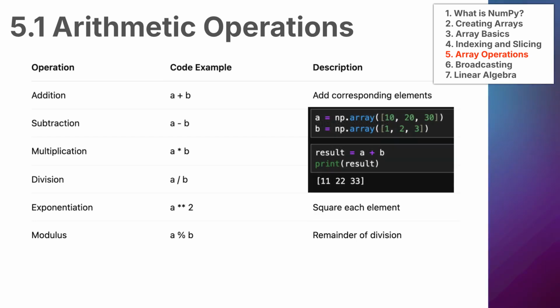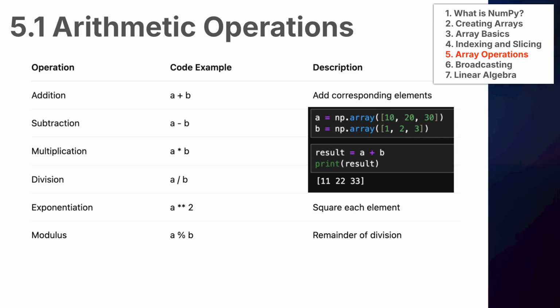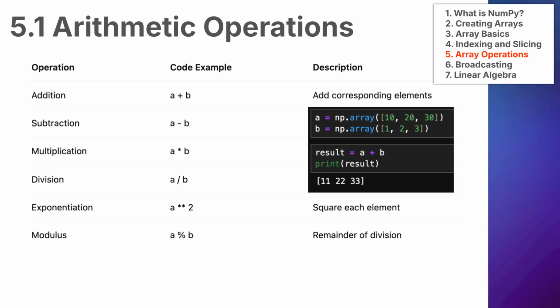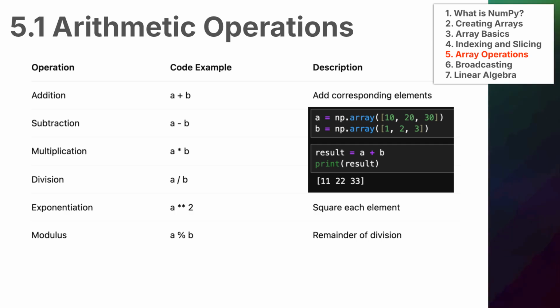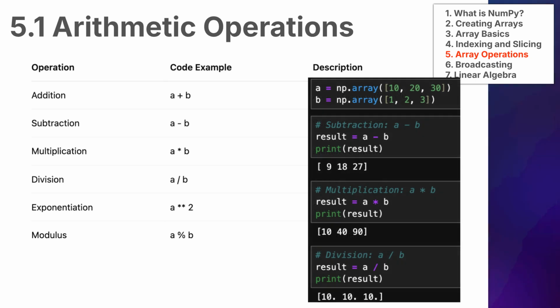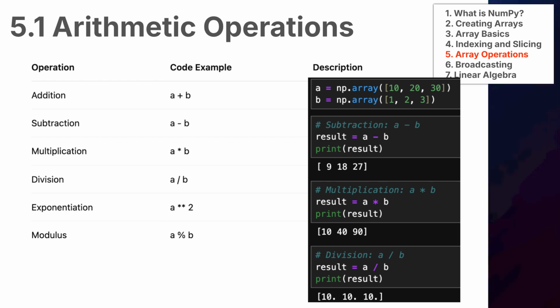First of all, let's say you have two NumPy arrays. A holds 10, 20, 30. B stores 1, 2, 3. We'll apply operations to these arrays element by element. For example, addition. Each element in A is added to the corresponding element in B. 10 plus 1 equals 11. 20 plus 2 equals 22. 30 plus 3 equals 33. Subtraction, multiplication, and division behave similarly. These are simple element-by-element calculations.